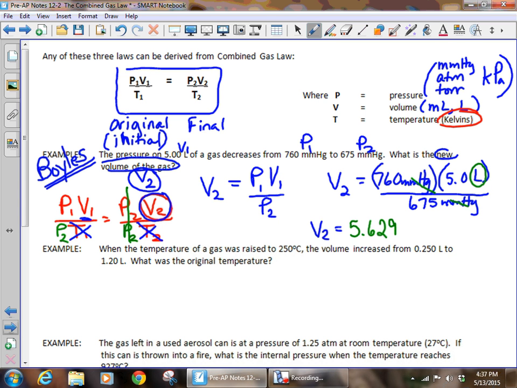Look back at our original sig figs. Looks like we have 3 sig figs here, 2 here, and 3 here. The lowest value is 2 sig figs. So I'm going to draw my sig fig line after 2 sig figs, and I come up with a value of 5.6 liters for the volume.